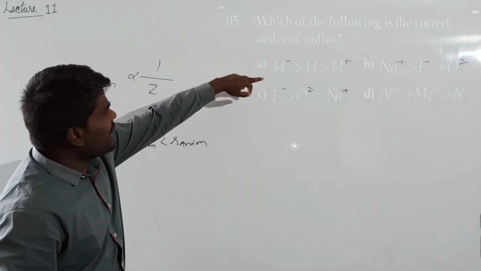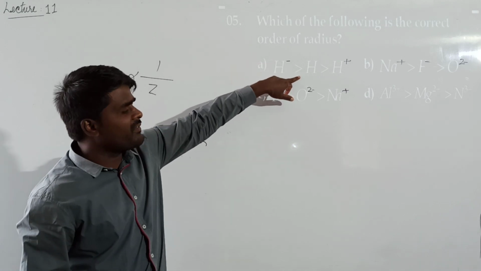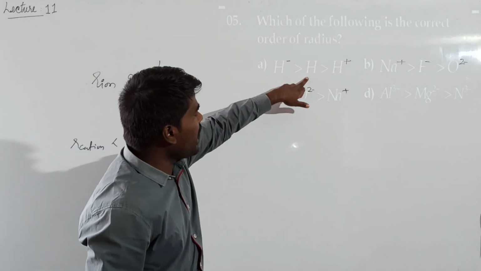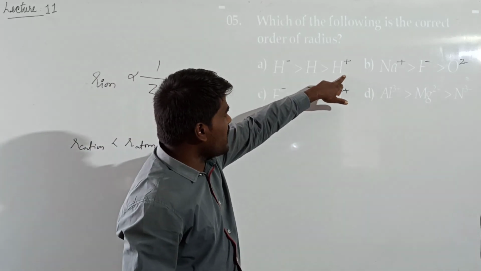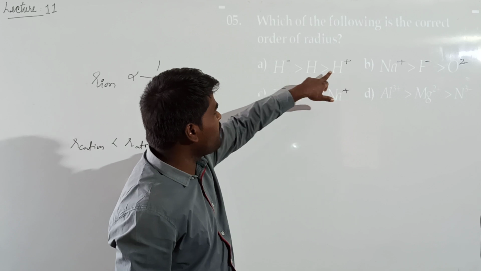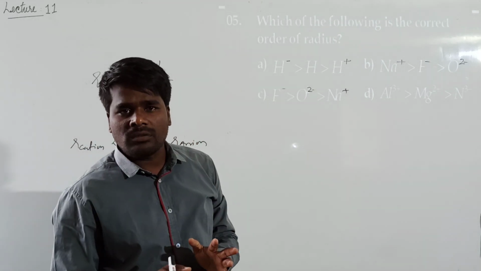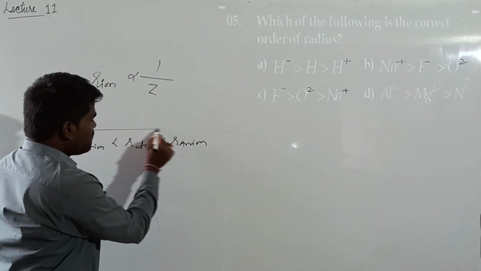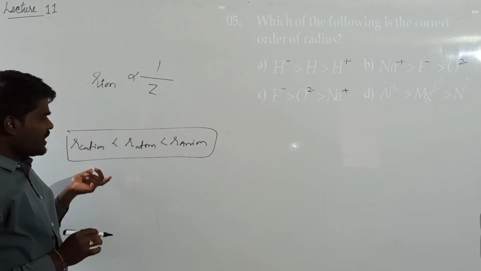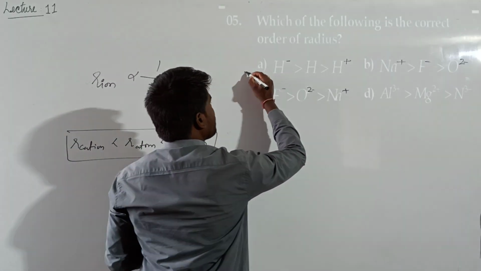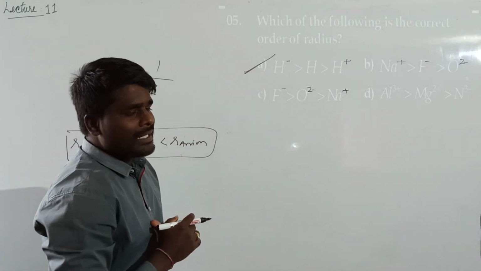Now, the hydride ion is a negatively charged particle of the hydrogen atom, which is larger than the hydrogen atom, and the H plus ion is a cation of hydrogen, which is smaller than the neutral atom. Is it the correct order or not, according to the comparison of radius of cation, atom, and anion? So this will be your correct order of radius.